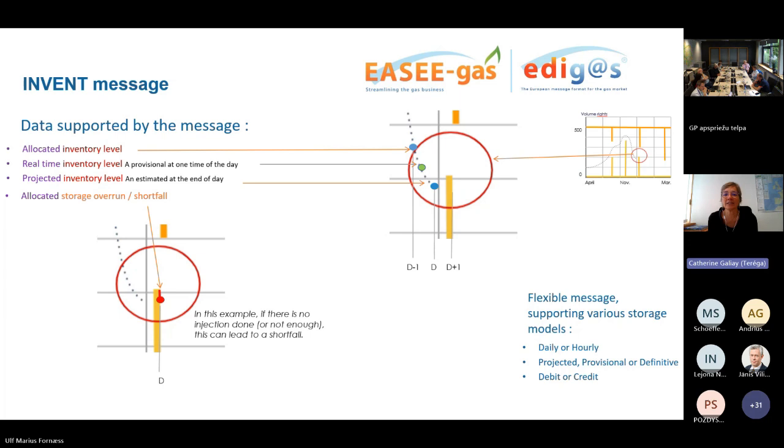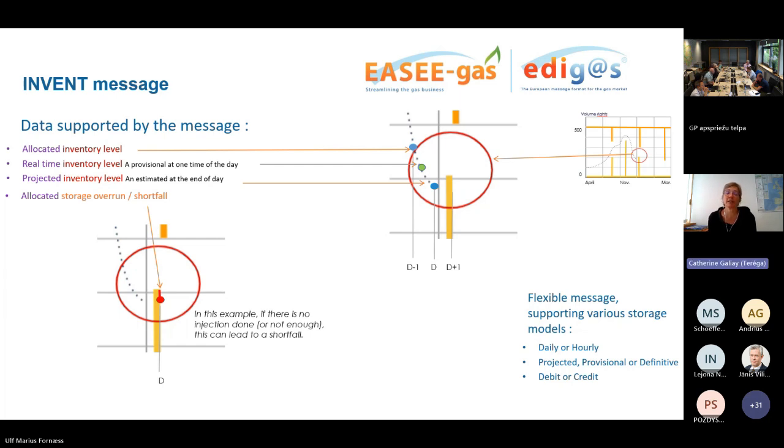It is the quantity in the storage facility for the shipper. It can have two statuses: provisional if it's calculated the day after the gas day, or definitive if it's calculated the month after. Then the green point is the real-time inventory level. It is calculated within day, and it is the provisional quantity of gas in the storage facility at one time of the day. It corresponds to the within-day confirmed deadline.